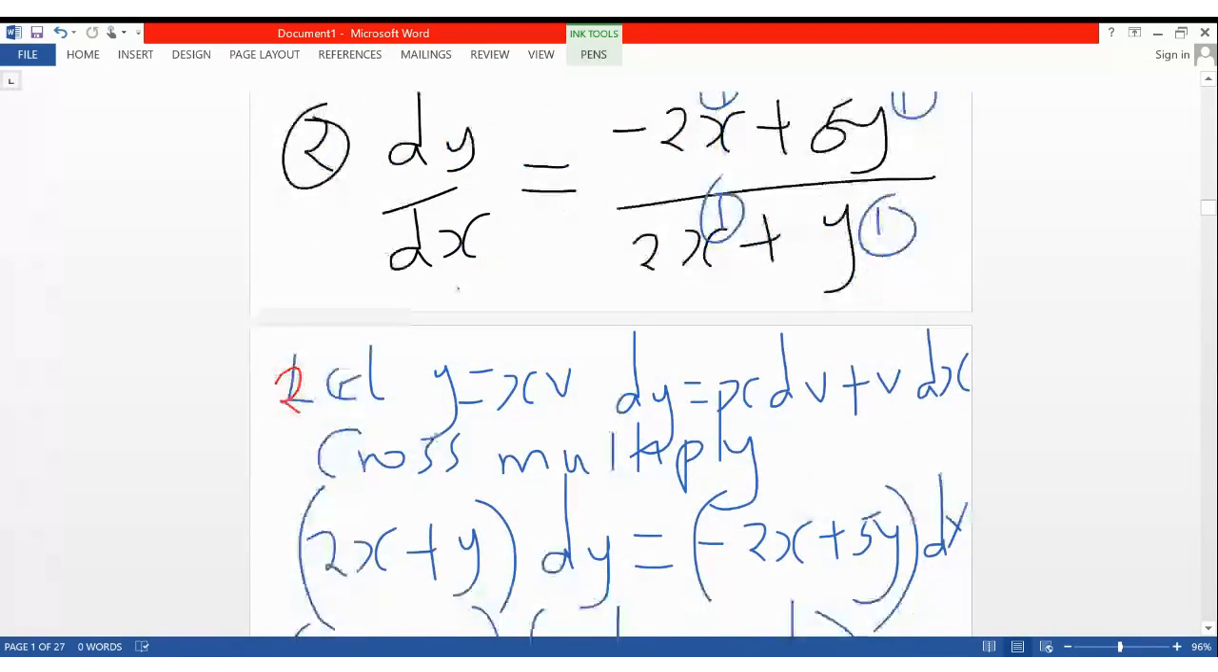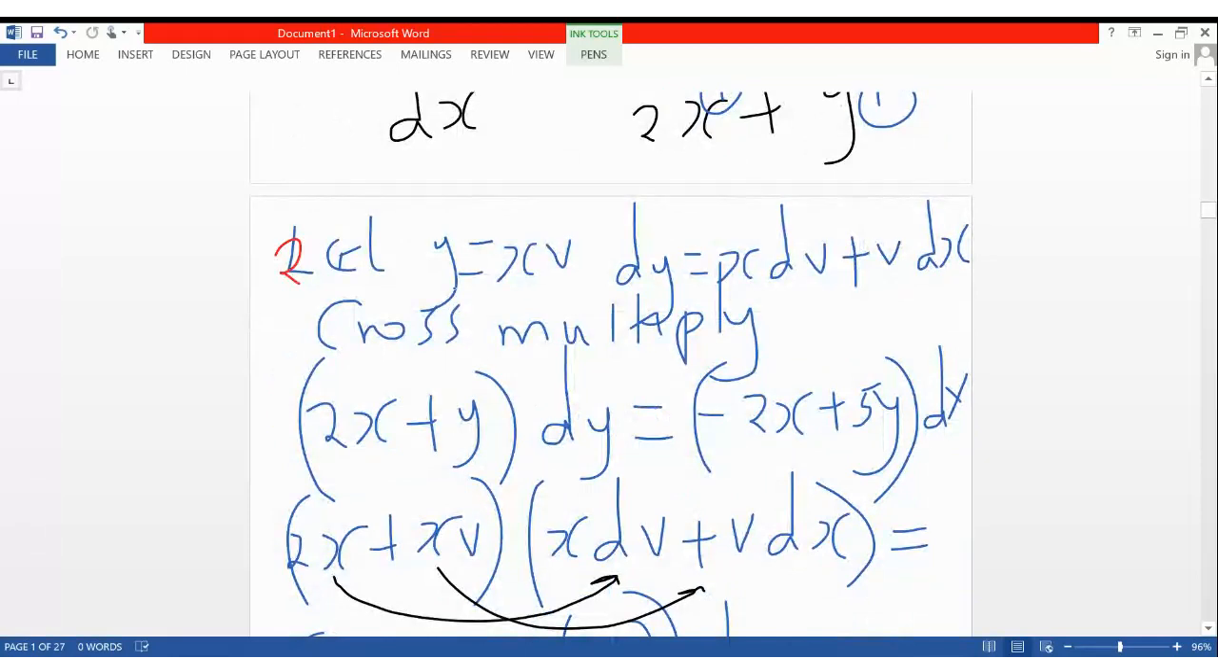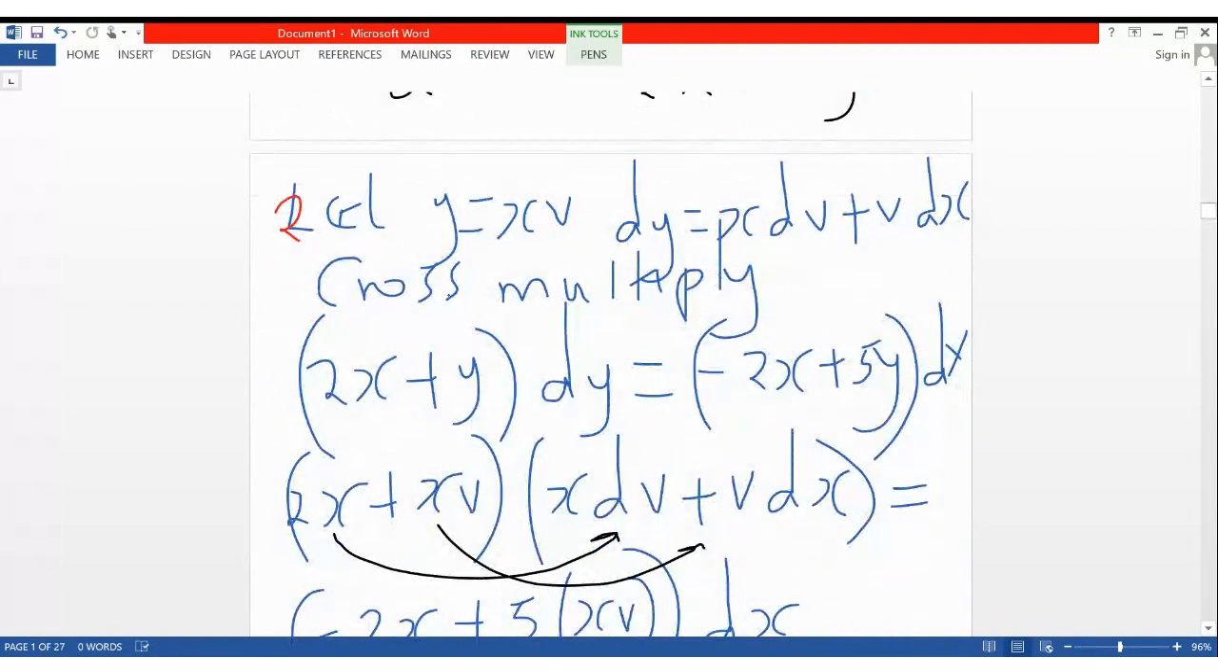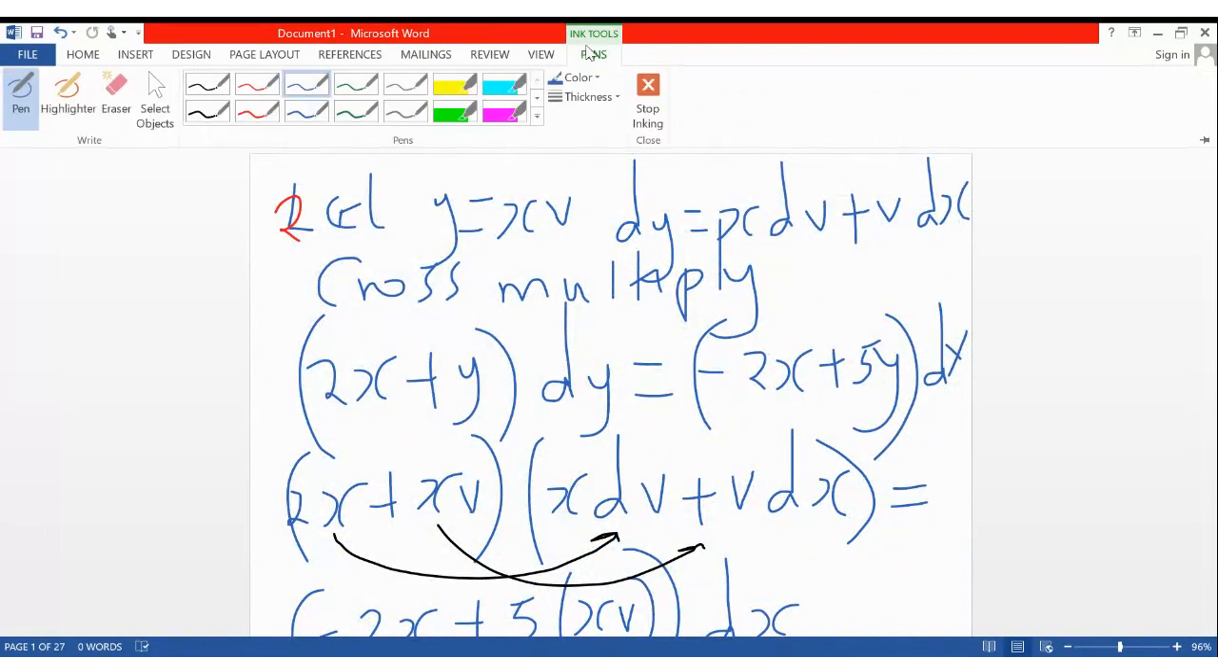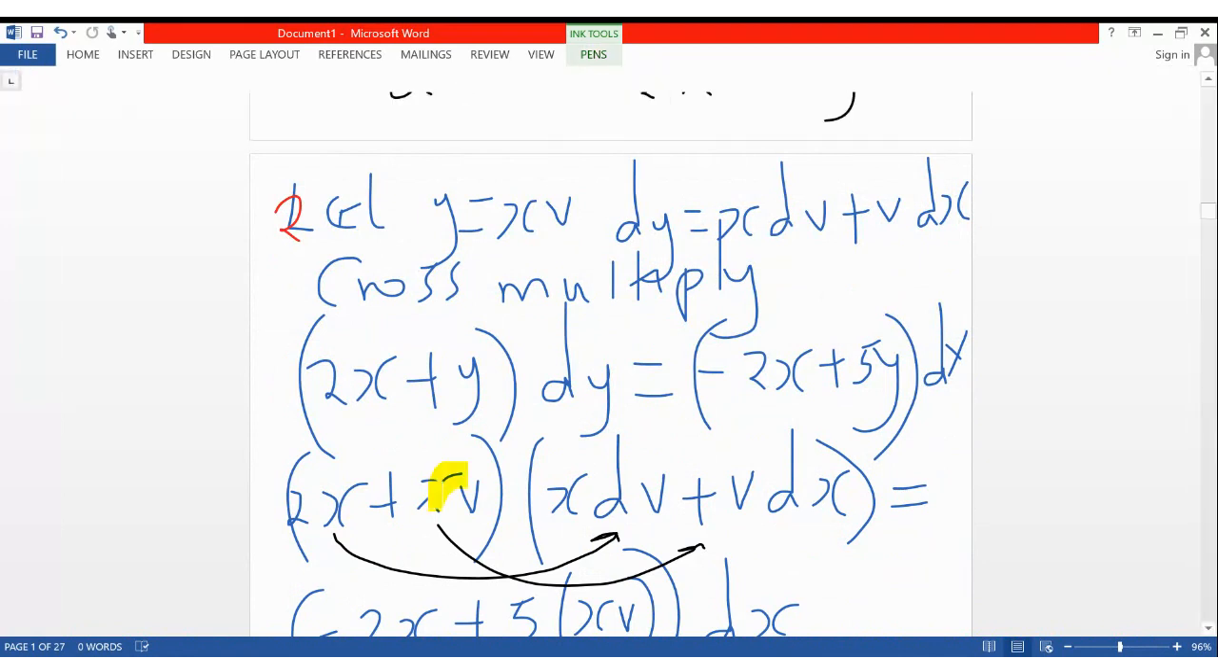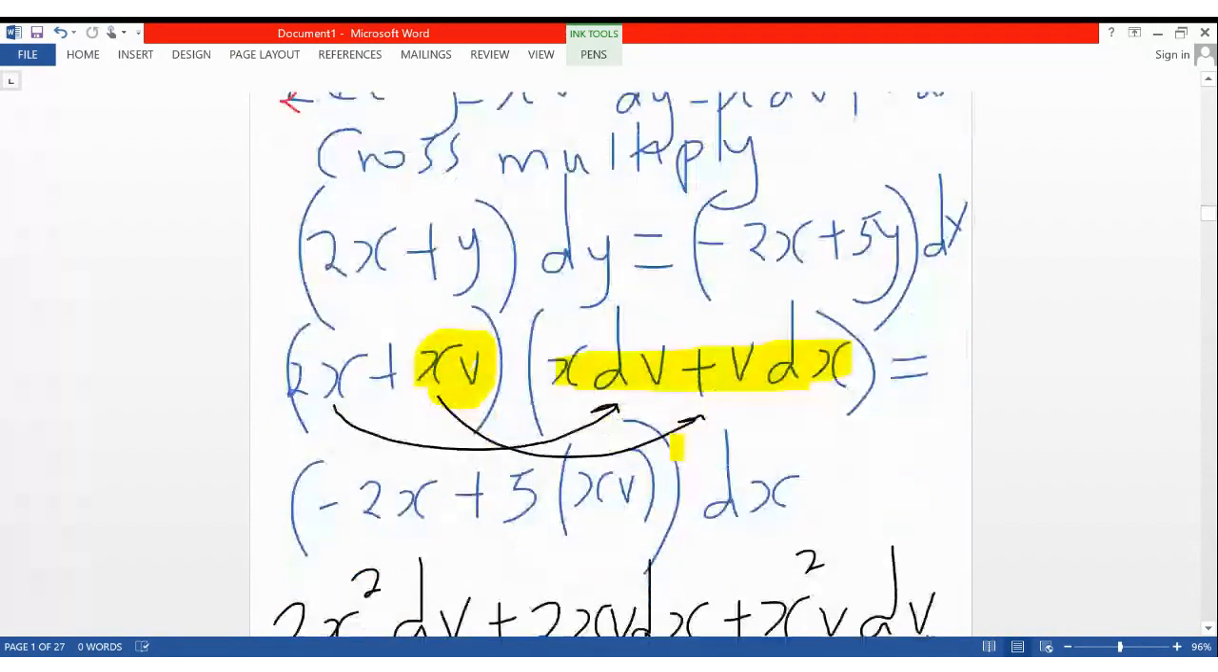So when you cross multiply, this is what I was getting: 2x plus y dy is equal to negative 2x plus 5y dx. Then I was able to replace back. You can see here I replaced the y with xv in yellow. Then the dy is the whole of that one, is equal to, again, the 2x doesn't have y, it will remain the same. Then here again, the y I've replaced with xv. Then I opened up the bracket.